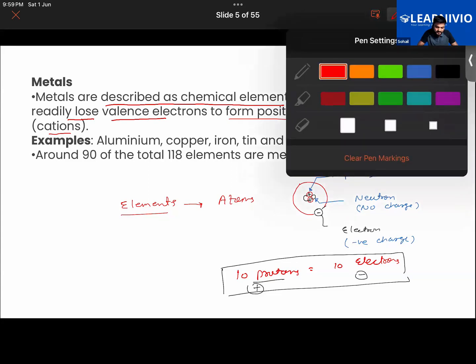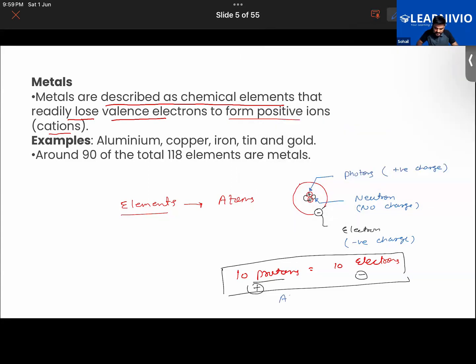Is that much clear? So atoms are usually in a neutral state, meaning that the number of positive and negative charges are equal on them. So we say that they are electrically neutral. The number of protons and electrons are equal. Now, what will happen if an atom loses or gains an electron? Then they are going to become charged.